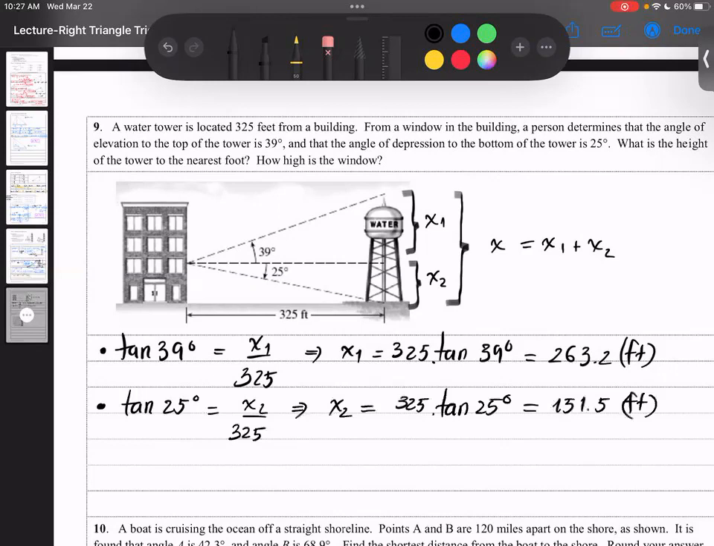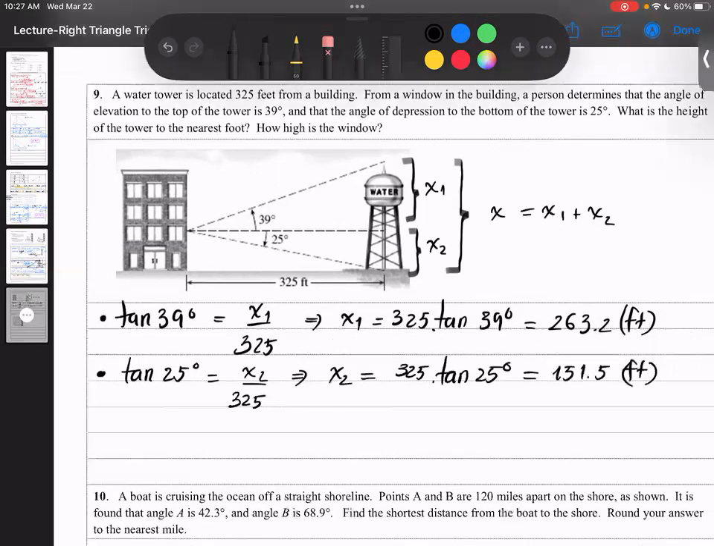Now all you have to do is add them together. x is 441.7 feet, to the nearest foot.